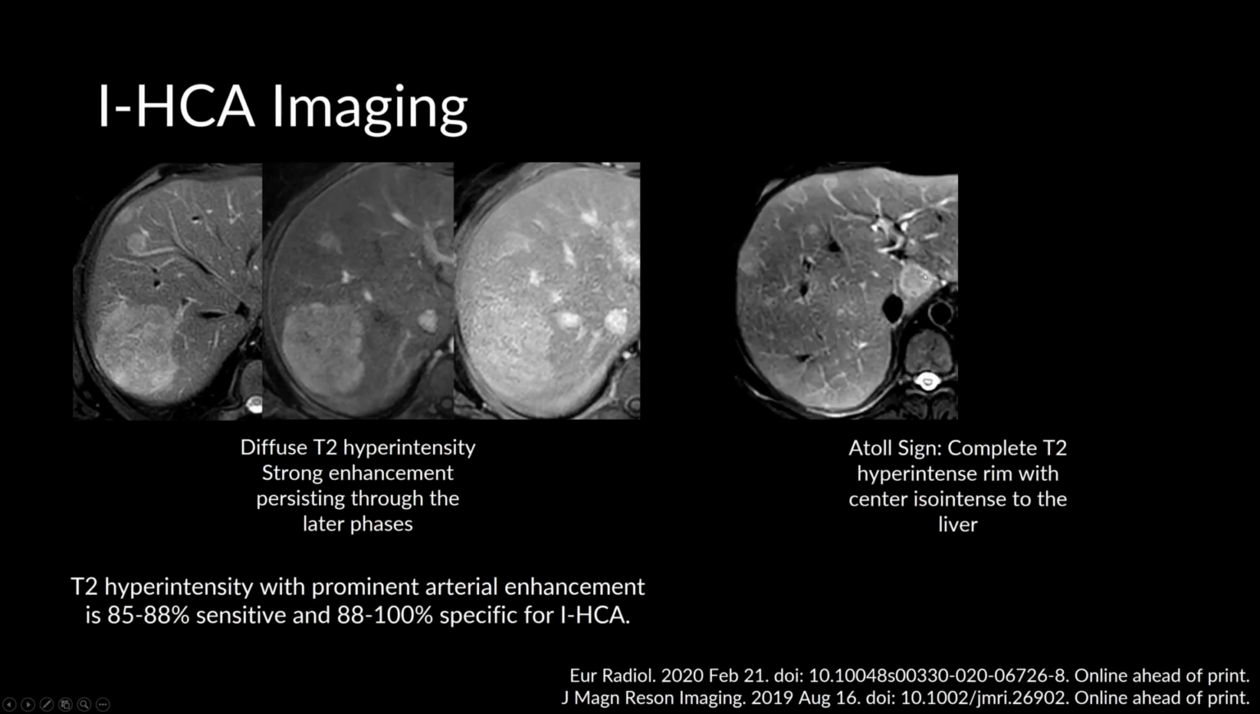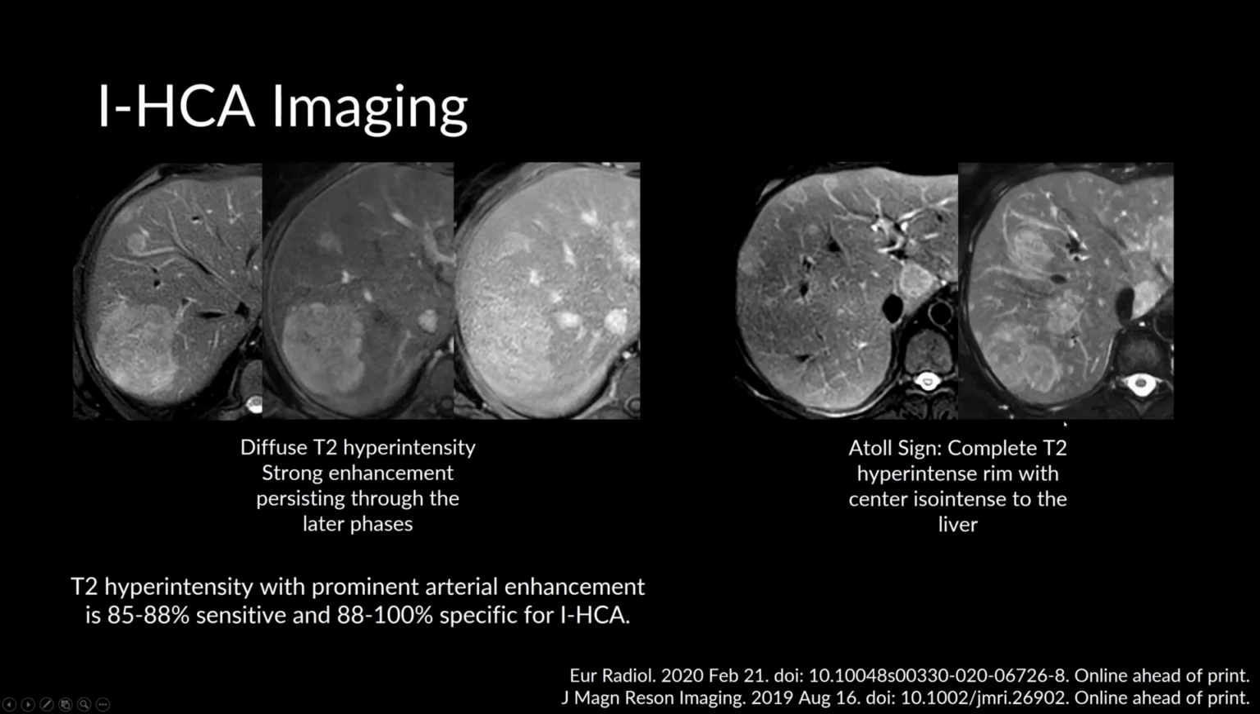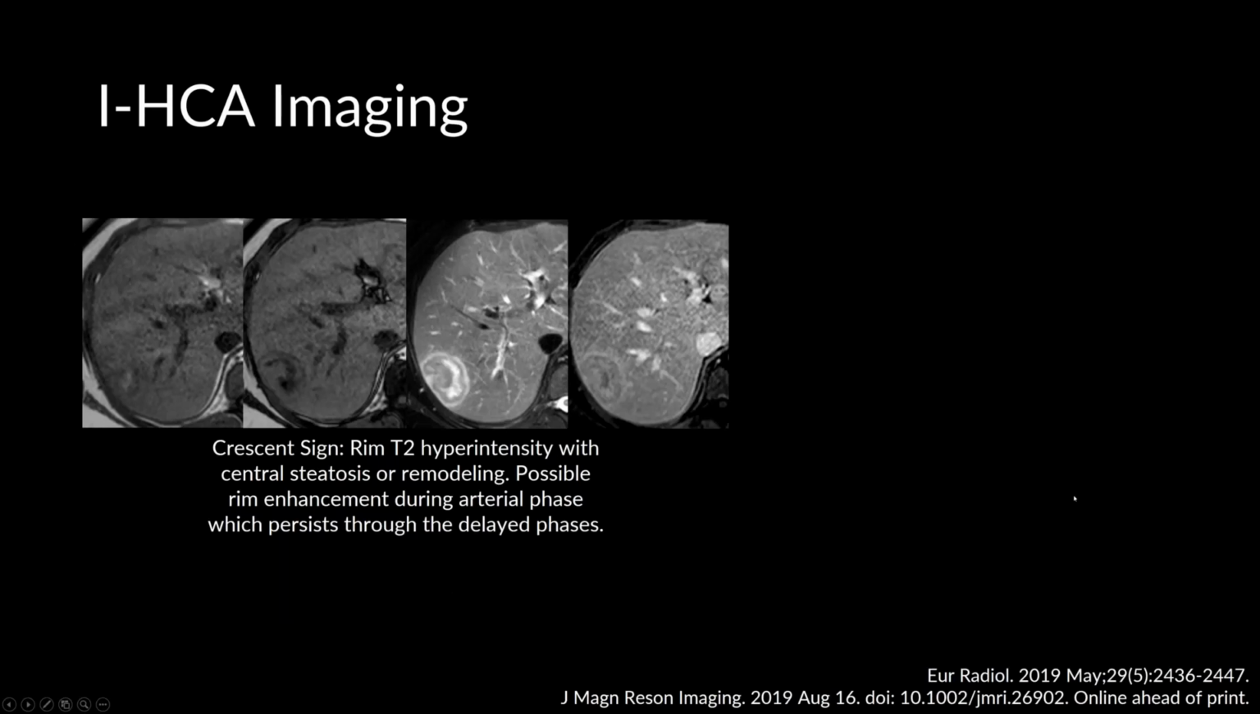Another good, recognized sign is the atoll sign, where you have a T2 hyperintense rim with central isointensity to the background liver. And here's another example of the atoll sign where you have a peripheral rim of T2 hyperintensity, and centrally the lesion is isointense to the background liver.